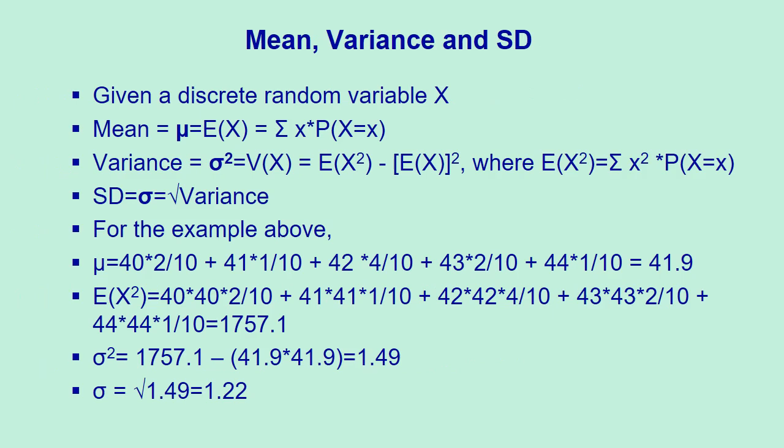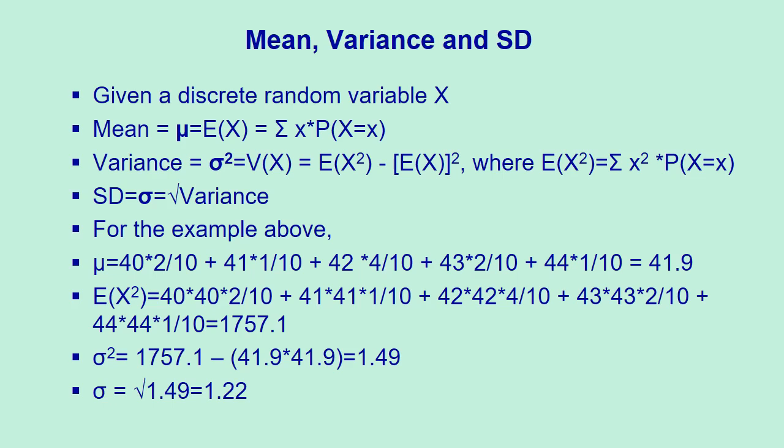Now we move to the parameters of a random variable. These are the population mean mu, population variance sigma squared, and standard deviation sigma. These can be calculated using a probability distribution with formulas given in this slide. So the mean, mu, is equal to the expected value of x, which is equal to sigma, which represents the sum of x multiplied by its probability of x equals x.